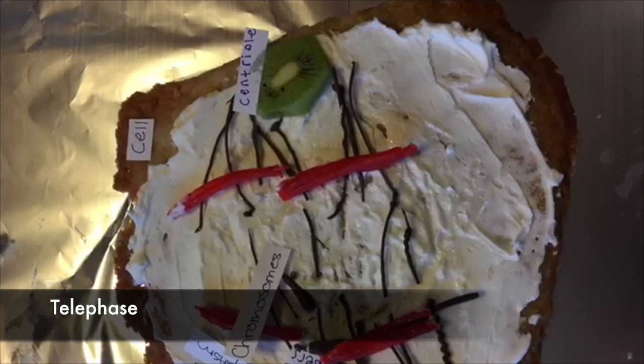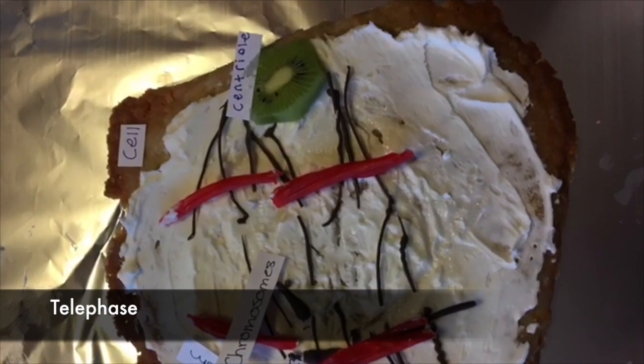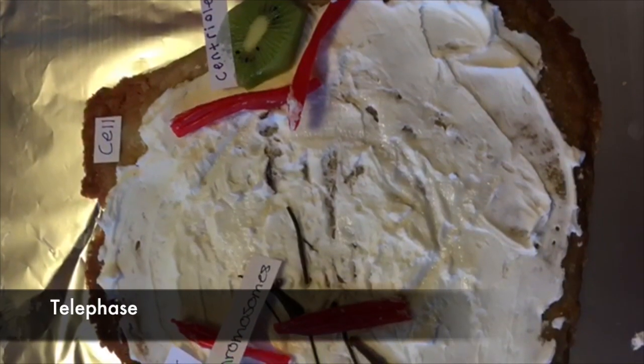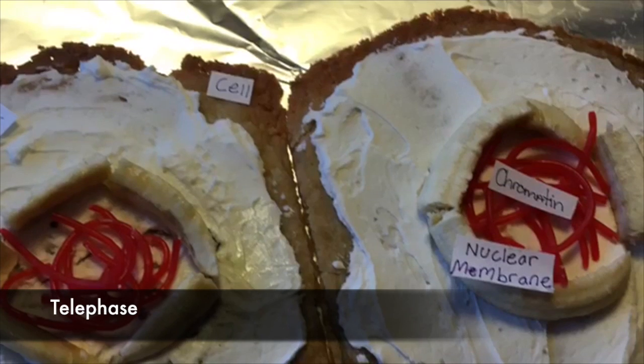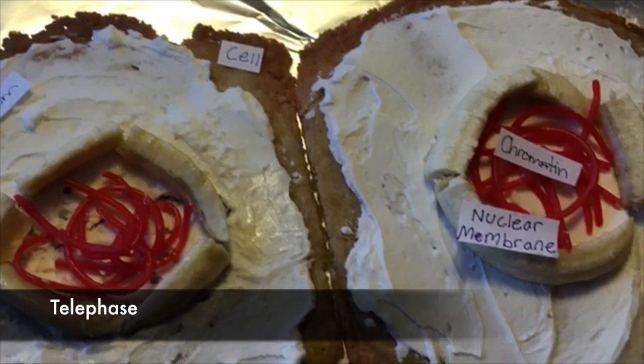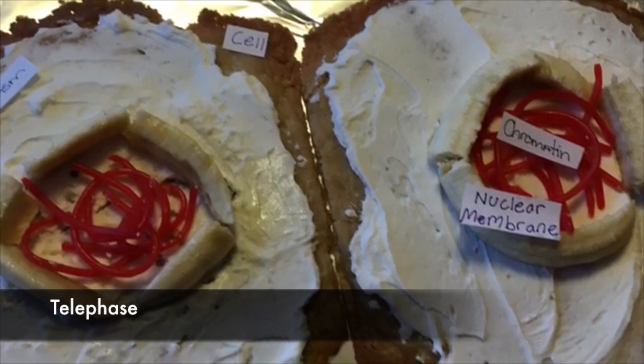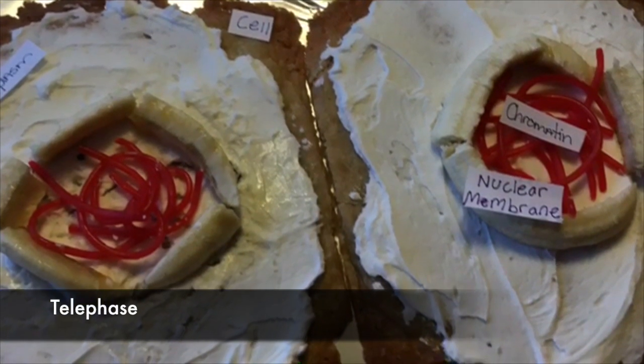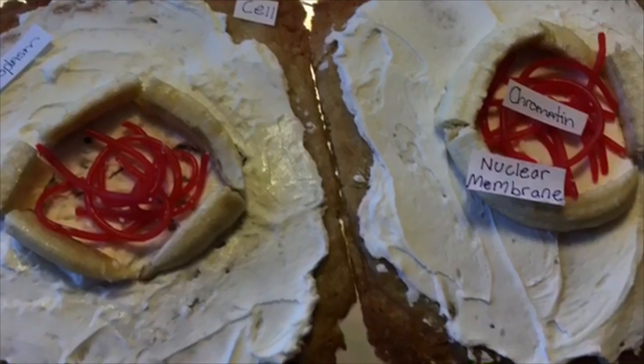Now we are at the last phase in mitosis, called telophase. This is where chromosomes cluster at the poles and the spindle fibers begin to disappear. The nucleus begins to form again, and chromosomes uncoil to become chromatin, and the nuclear membrane reappears. The last part of telophase is called cytokinesis. It is where the cell actually divides in half.